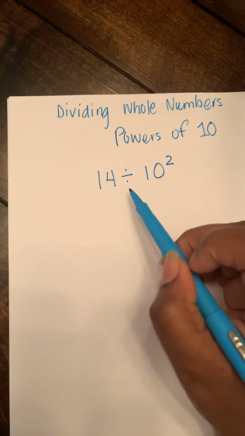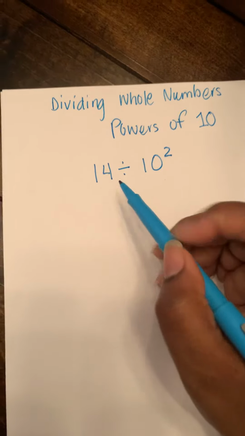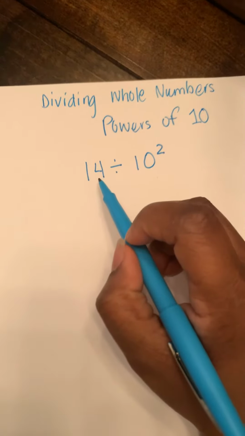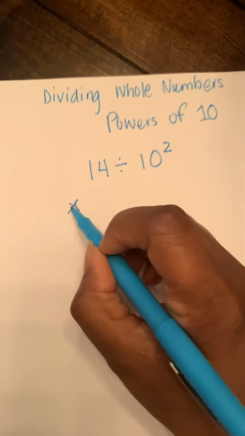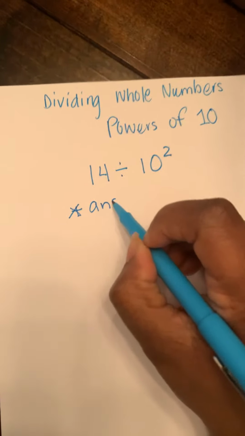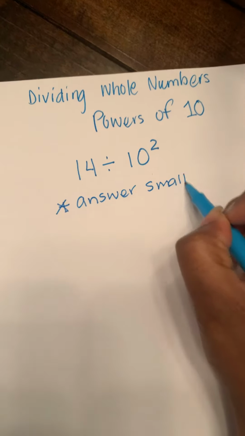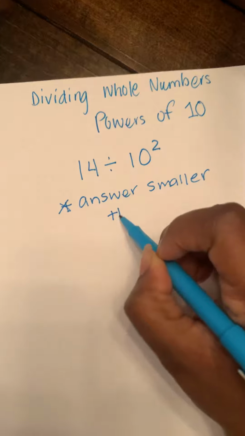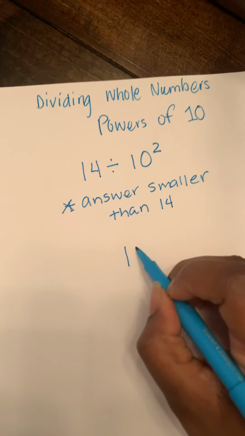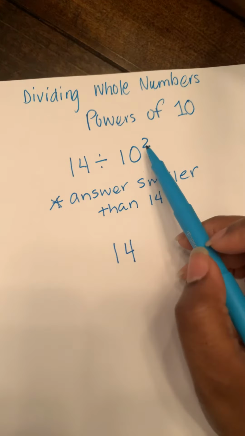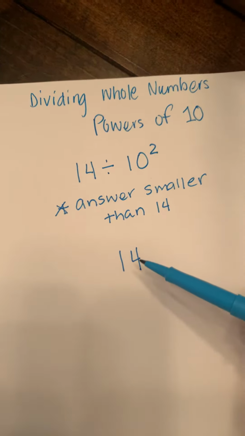When I am dividing, my answer will get smaller. So I'm looking for my answer to be smaller than 14. Let's write that down. My answer is smaller than 14. So let's write 14.